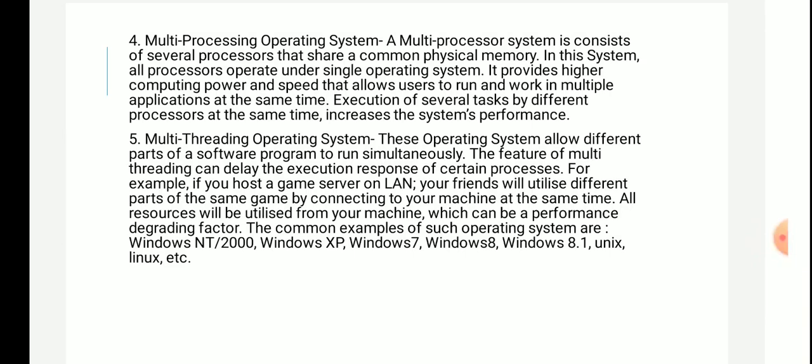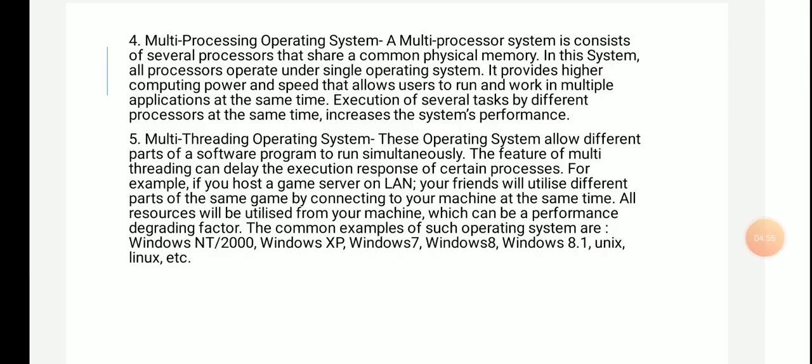So let's say a single operating system is there, but there are many processes which are stored on the same physical memory. It provides higher computing power and speed, and allows the user to run and work in multiple applications at the same time. So multiple processes can run at the same time on that operating system. Execution of several tasks by different processors at the same time increases the system performance. So in this type of operating system, the speed of the computer is very fast.